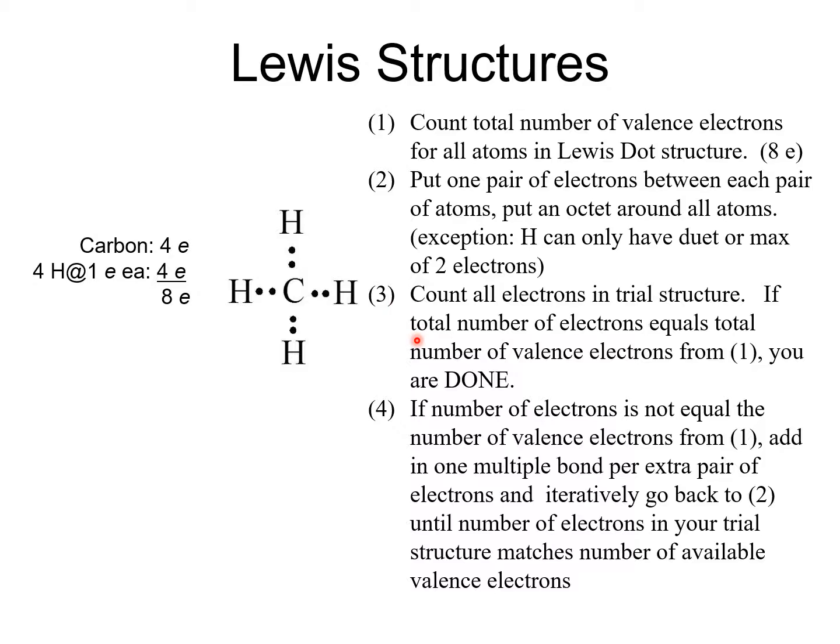If the number of valence electrons equals the number of electrons in your trial structure, you are done. If not, you come back down here again, you put in another multiple bond, and you keep doing that iteratively until you end up with the final correct structure, and you can say done.